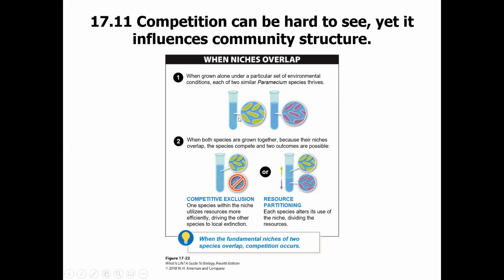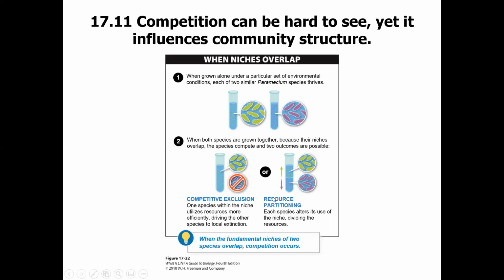Then in the second scenario, we put both the yellow paramecium and the purple paramecium in one test tube. And ultimately, when you have two species that occupy a similar niche, one of two things can happen. The first one is called competitive exclusion. This is when one species basically outcompetes the other for either the food source or the space source or whatever they're competing over. Ultimately, that's going to drive one of the species to extinction. In this case, the yellow paramecium drove out the purple paramecium, and their population was wiped out. So the only remainder is the yellow paramecium.